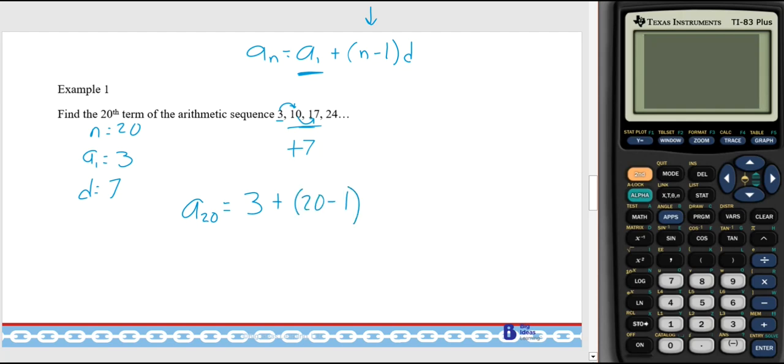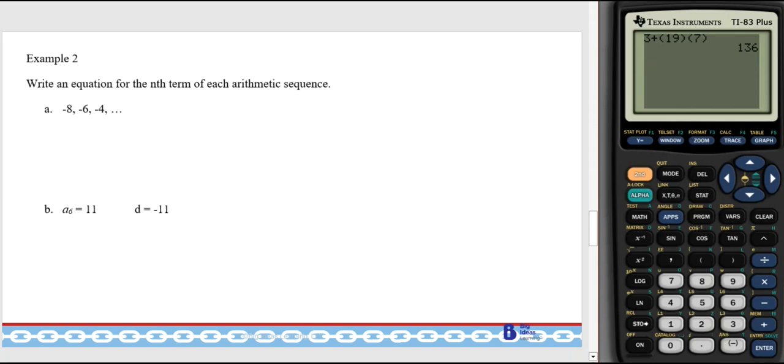And I understand you would probably mental math that 20 minus 1 step times the common difference of 7. Okay, 7. And then I would just calculator that, right? 3 plus n minus 1 is 19 times the common difference of 7. So the 20th term here would be 136.